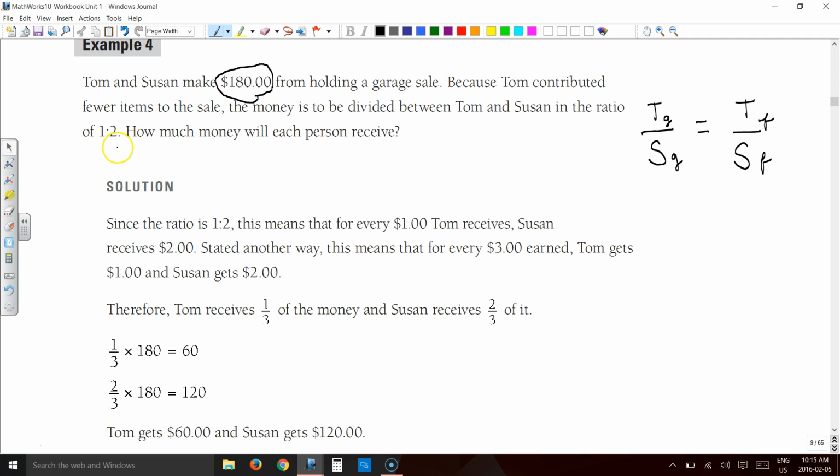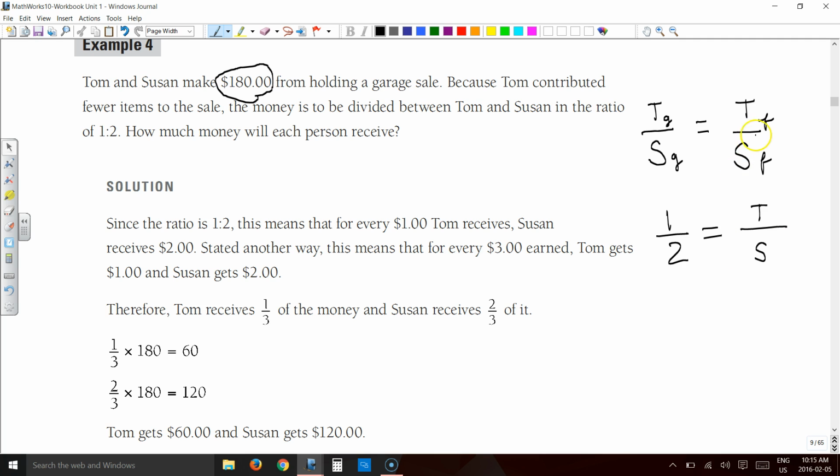I'm going to show you here. We're going to put a 1 in for Tom, because that's what's given. Tom gets 1, and Susan gets 2. Compared to, in the question, it says they make 180 total. I don't know where to put that. I don't know what Susan gets, so that's still unknown. I don't know how much Tom gets of the 180, so that's still unknown. There are 2 variables here. This is not going to work. I can't really solve it this way.